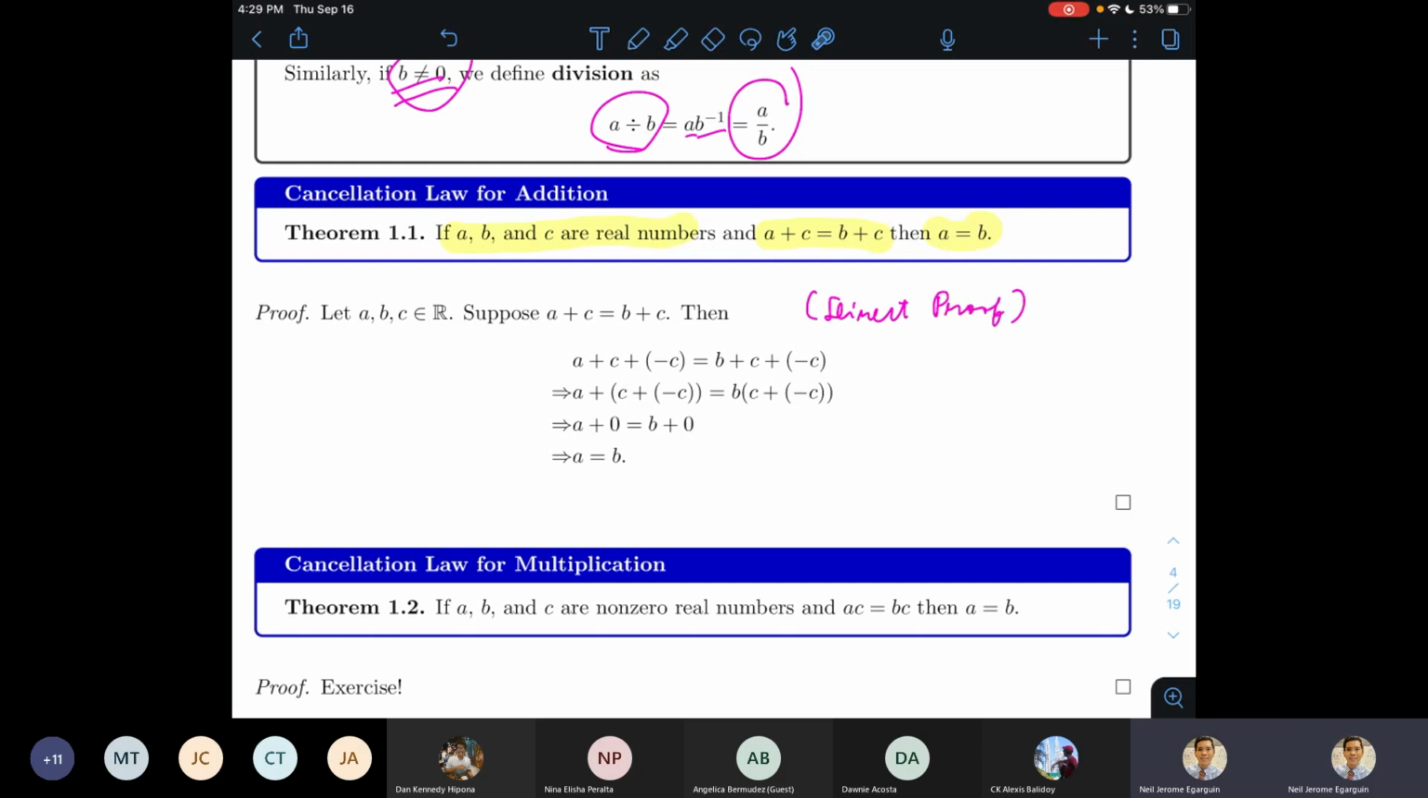We start with the assumptions or the premises given in the theorem. The if part of the theorem says A plus C is equal to B plus C. So dito ako mag-start kasi ito yung assumption ng theorem. And then I'm going to use logical arguments, possibly using previous axioms or theorems, in order to arrive at the conclusion that A is equal to B. Okay? Okay, so let's try. So, okay, this is part of the premise. So I can start with this. Kaya sinulat ko na siya dyan.